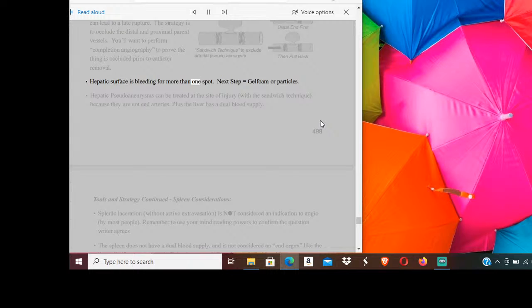Hepatic surface is bleeding from more than one spot. Next step equals Gelfoam or particles. Hepatic pseudoaneurysms can be treated at the site of injury with the sandwich technique because they are not end arteries. Plus, the liver has a dual blood supply. Tools and strategy continued.